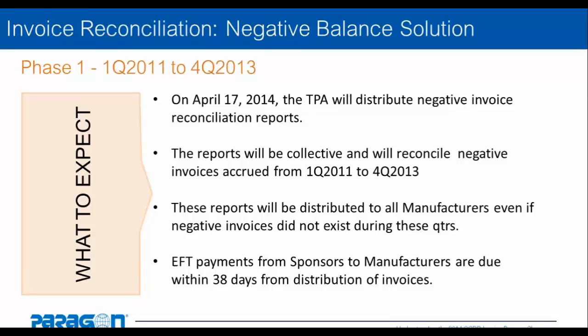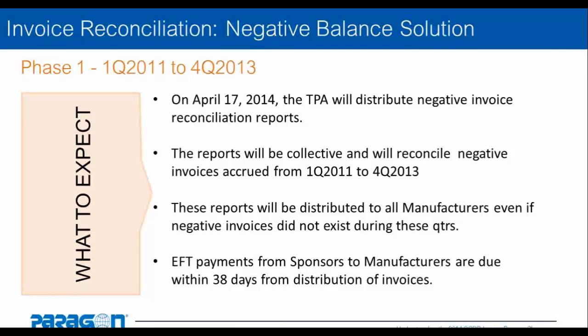On April 17, 2014, the TPA will distribute collective invoice reconciliation reports for negative invoices accrued during the 1Q11 and 4Q13 invoice quarters. This is a one-time event. However, to put this in perspective, this is to reconcile 3 years or 12 quarters worth of negative invoices. While this seems like a lot, we understand some manufacturers are affected more than others. It is important to note that all manufacturers will receive these reports. That means even if your organization did not accrue negative invoices during these invoice quarters, you will still receive these reports.